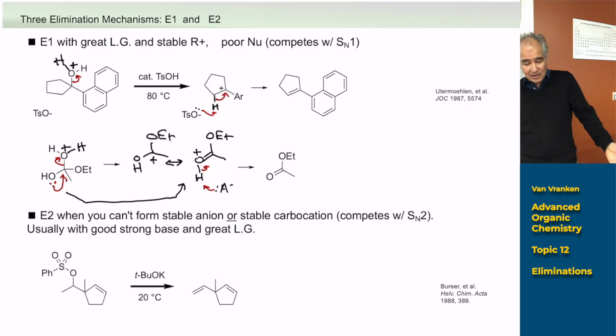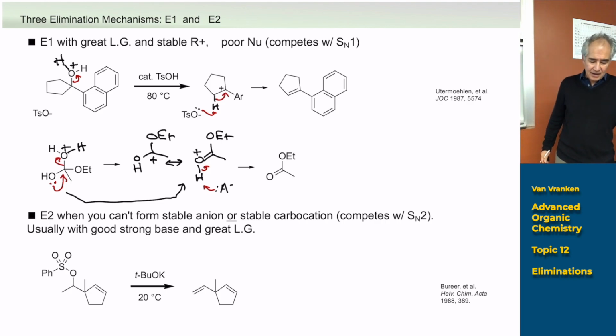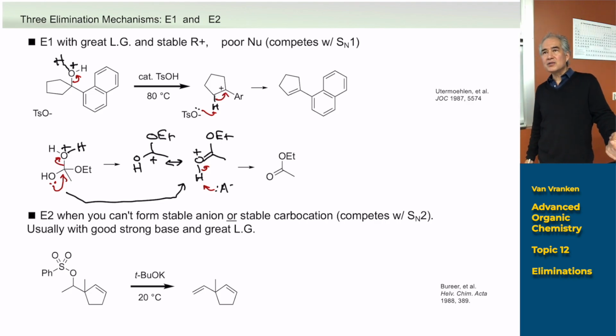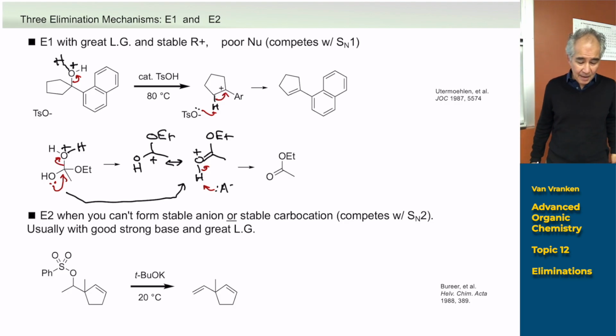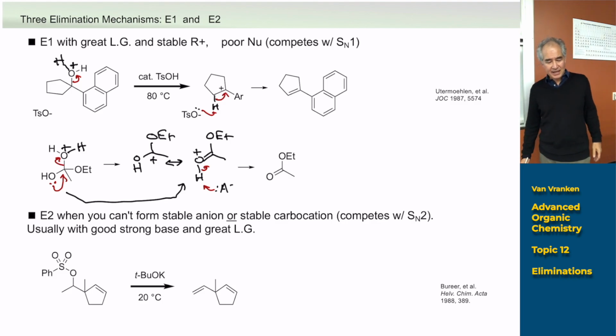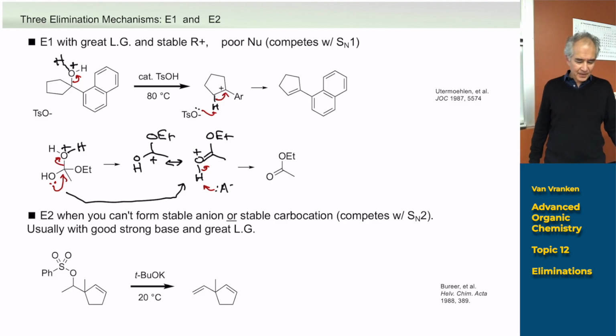Either one of these resonance structures is fine, but I hope you can see that lone pairs can push out leaving groups. Lone pairs can push out leaving groups. Get used to that. So E1 is super common, not for making alkenes, but for making C double bond O. And you might not have recognized that those were E1 mechanisms when you did acetal type chemistry.